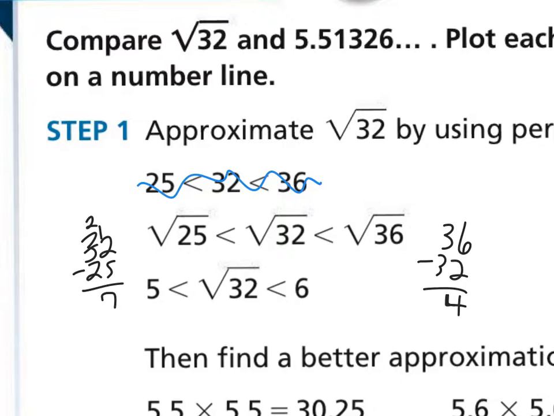So the difference of 32 and 25 is 7. The difference of 36 and 32 is 4. So you can see it's between 5 and 6, but since this number is smaller, that means it's actually closer to 6. So it's between 5 and 6, but it's closer to 6. Okay, and that's helpful to know. The problem is our decimal, that other irrational number, is also closer to 6. So now we've got to pinpoint it a little bit better.